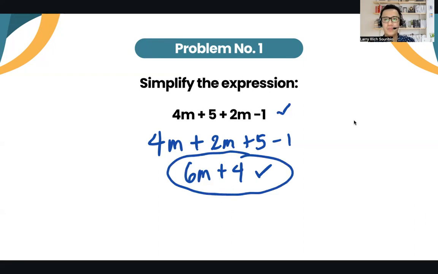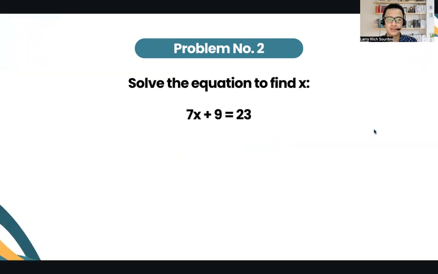Next, we have problem number 2. For problem number 2, we are asked to solve the equation to find x. So we have 7x plus 9 is equal to 23. So same principle, we shall group those with literal coefficients. Usually they are grouped on the left. And those that are numbers only, standing alone as numbers, they should be grouped to the right. So how do we do this? We have the 7x already on the left, so it shall remain here, but positive 9 is still on the left.